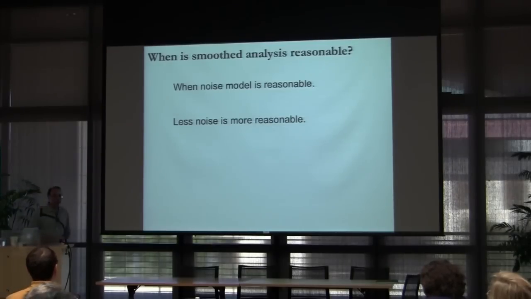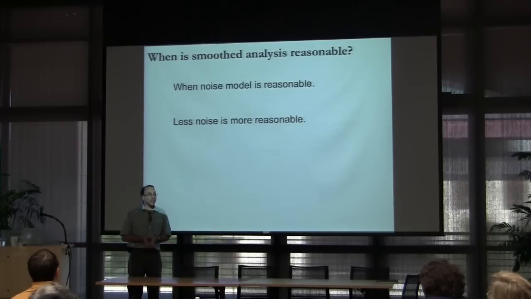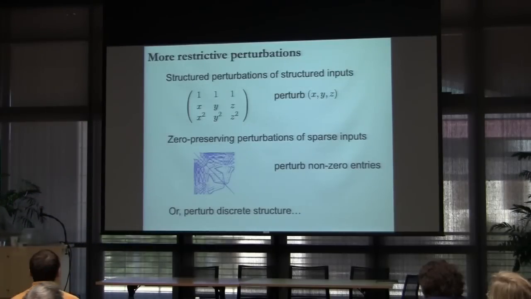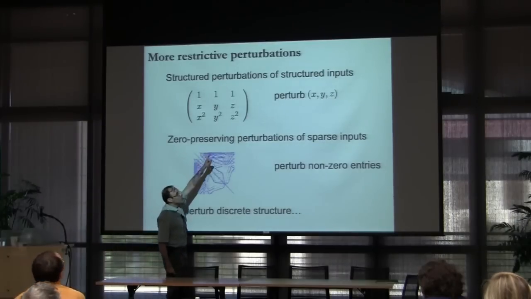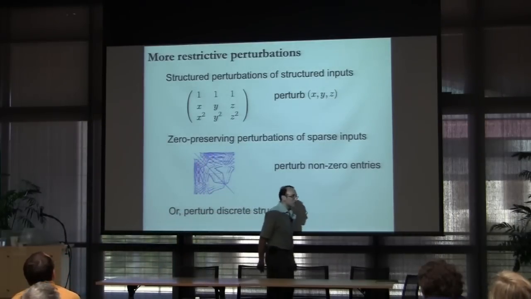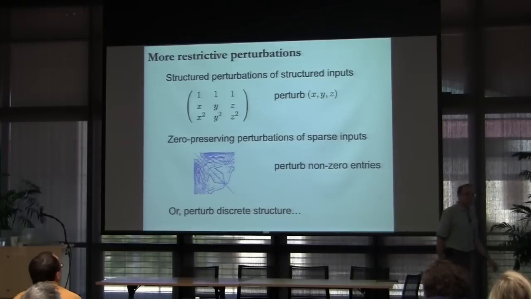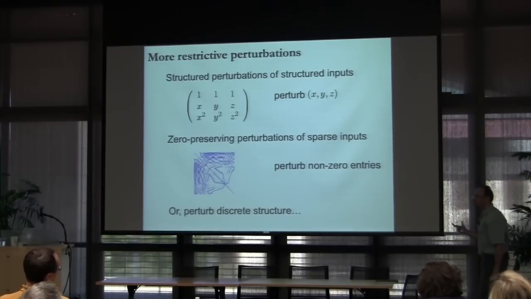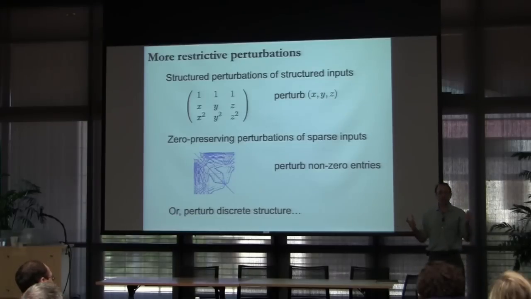Briefly stated, I think it's when your noise model is reasonable for the problem you are dealing with. Certainly, if you want to make it more reasonable, use less noise. But more than that, make the noise relate to your problem. For example, if I have a matrix that looks like this, it's a structured matrix. Perturbing the entries on their own is clearly an unreasonable thing to do. The reasonable thing to do is to perturb the free parameters, x, y, and z. And then you can look at it. Generally, if you have one problem that's derived from another, you should be perturbing the problem it's derived from. That gives you a more reasonable model.